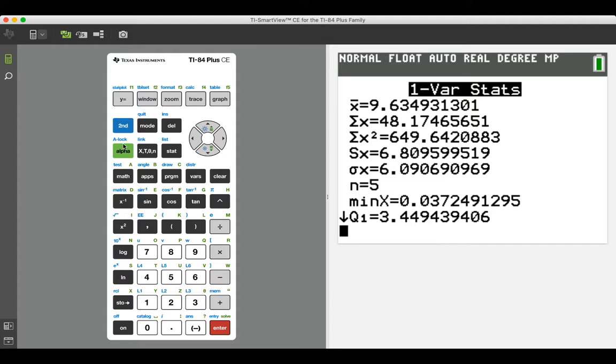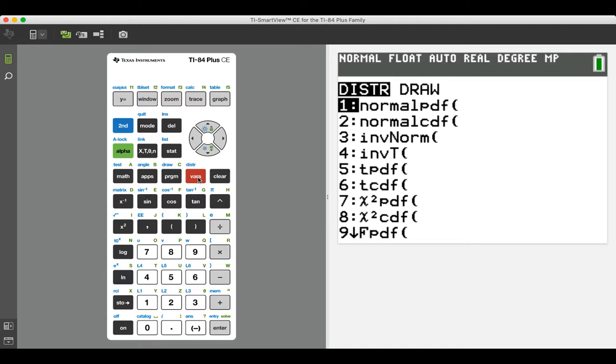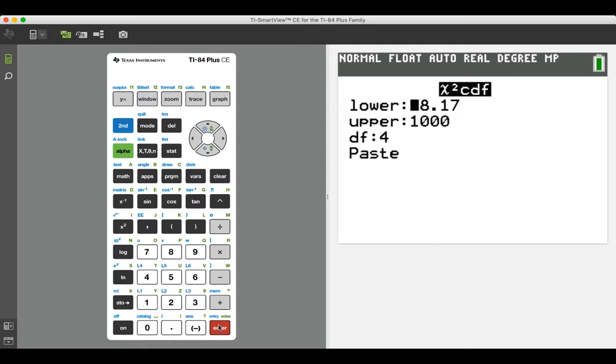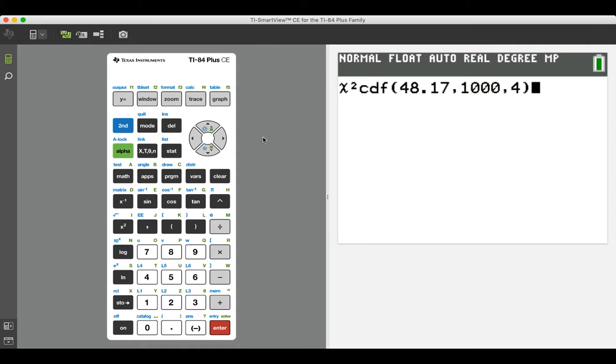Now we want to go to our distribution menu. So go to second vars, and we want to scroll all the way down to number 8, where it's chi-squared CDF. Hit enter. Our lower bound, and I already put it in there, is 48.17. Upper bound, some large number, I put 1,000. The degrees of freedom, notice that there were 5 categories. You have your 20s age group, 30s, 40s, 50s, 60s, but you subtract 1 from it to get your degrees of freedom. So that's 4. Go to paste and hit enter.